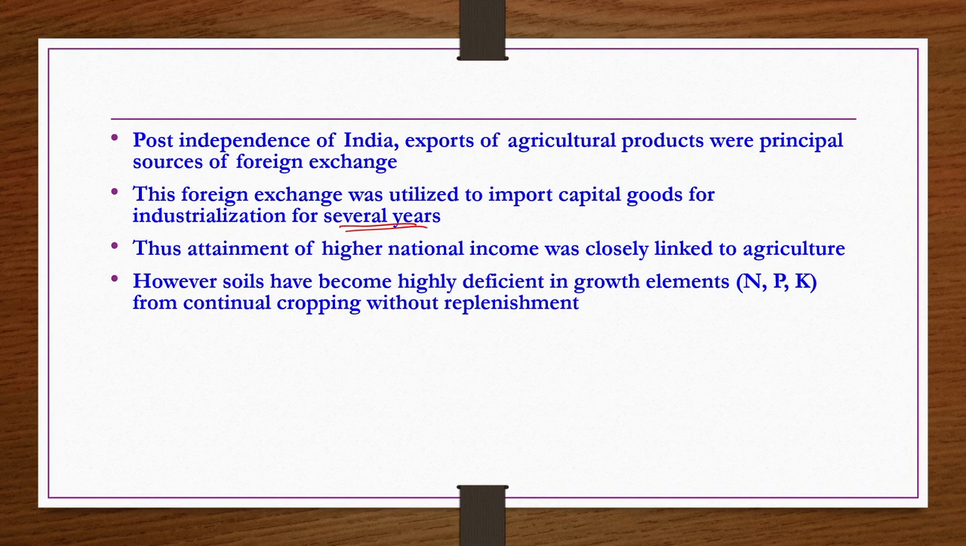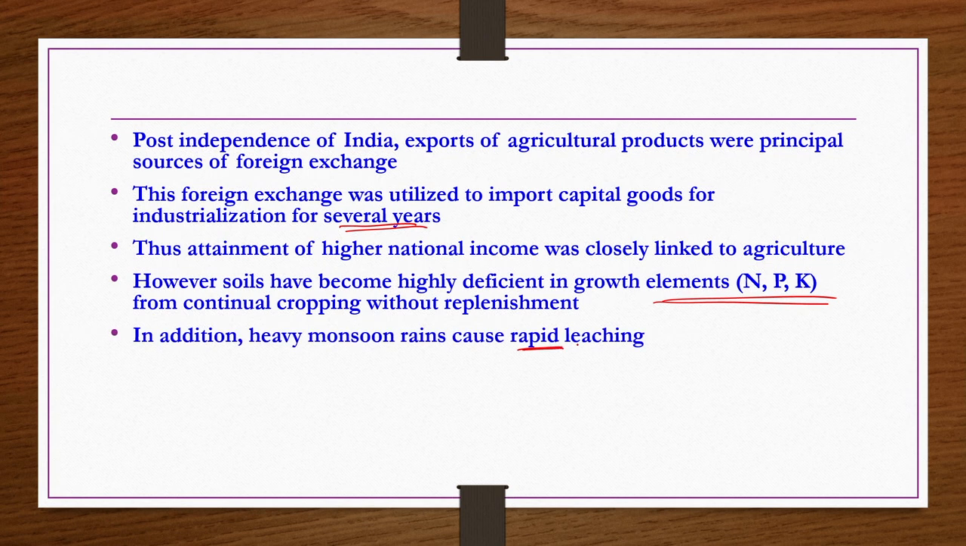However, soils have become highly deficient in growth elements like nitrogen, phosphorus and potassium because of continual cropping without replenishment. In addition, heavy monsoon rains also cause rapid leaching of these growth elements from the soils. Once these elements are gone from the soil or reduced or deficient, obviously the growth of plants and the production of fruits, vegetables, grains, etc. is also going to be affected. So obviously external sources of fertilizer have to be supplied in a balanced and proper manner.